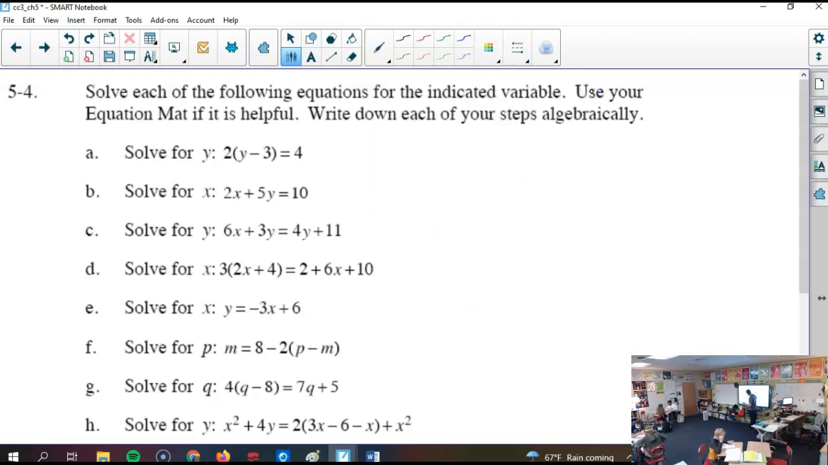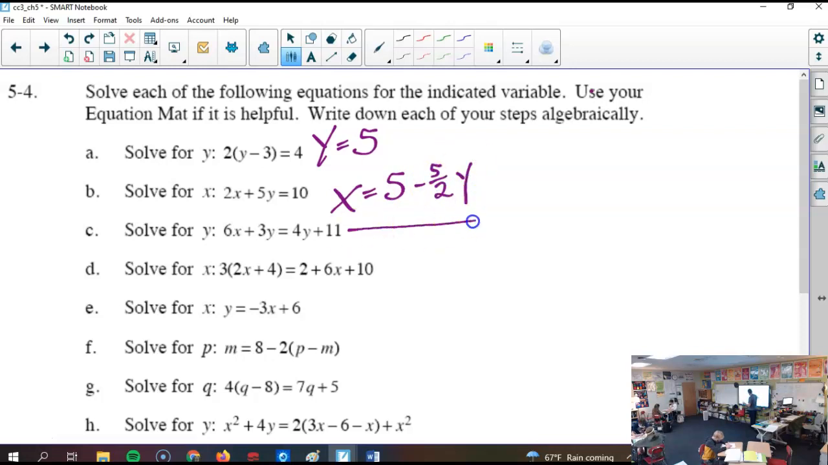Getting close. Yes. Wait, something for X. Yes. Let's go.